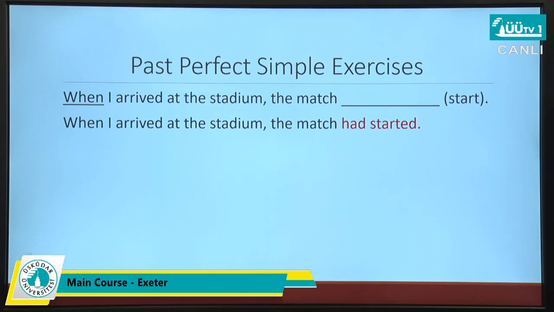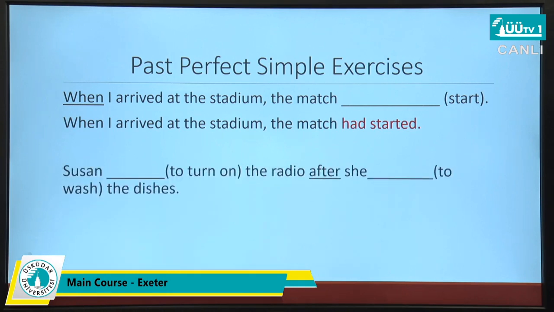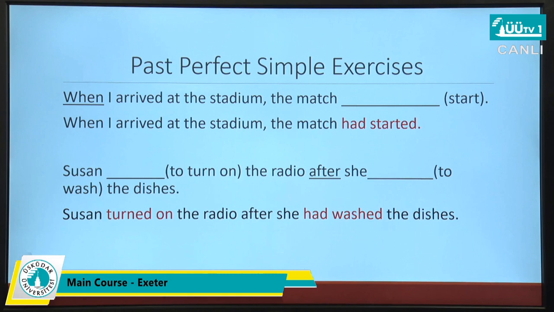Let's look at another sentence, like we have this: Susan, the radio after she, something. So we have this after. I told you that we use after with past perfect, but the sentence is a bit reversed, right? It doesn't matter. So let's look at the answer. Susan turned on the radio after she had washed the dishes. So first she washed the dishes and then she turned on the radio.